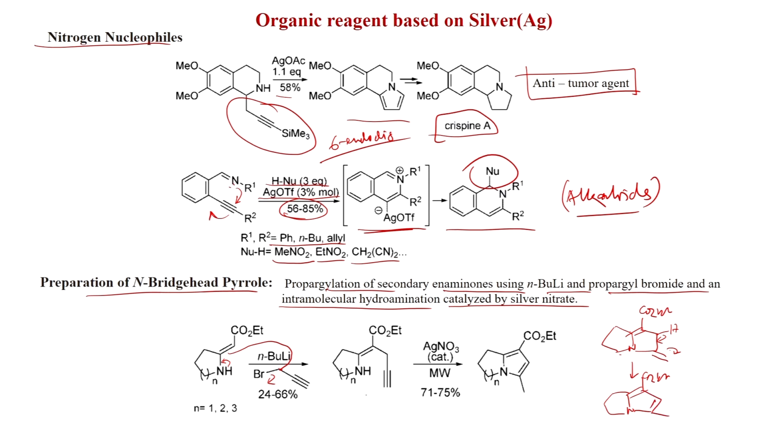So, after isomerization you get this. This is the aromatic part, this part. So, with silver nitrate under microwave condition you can get 71 to 75% yield. So, this is a two-step process.